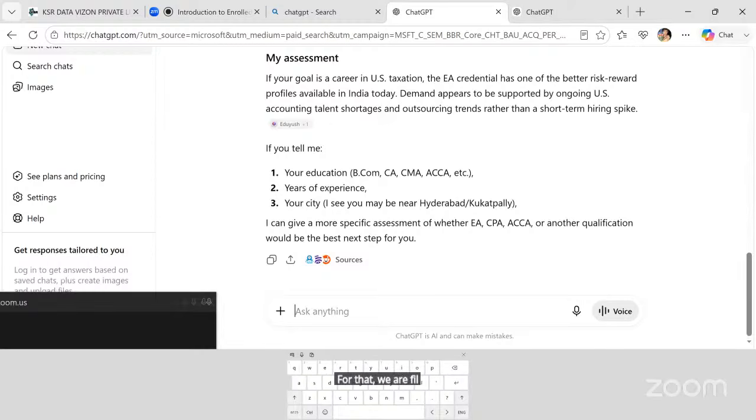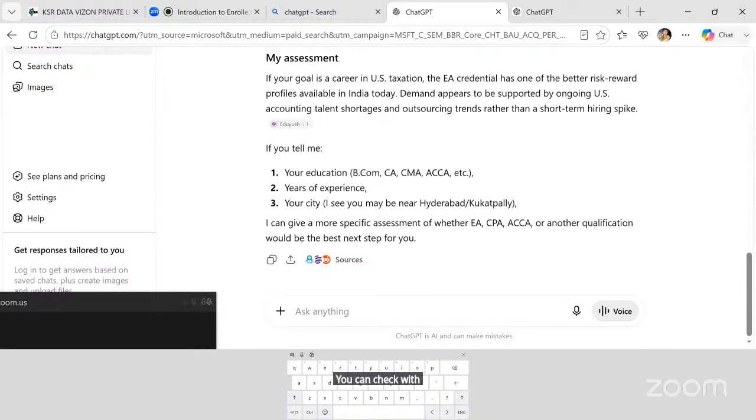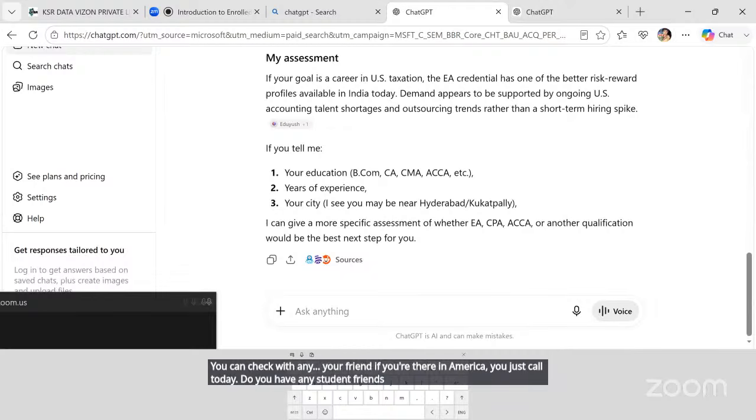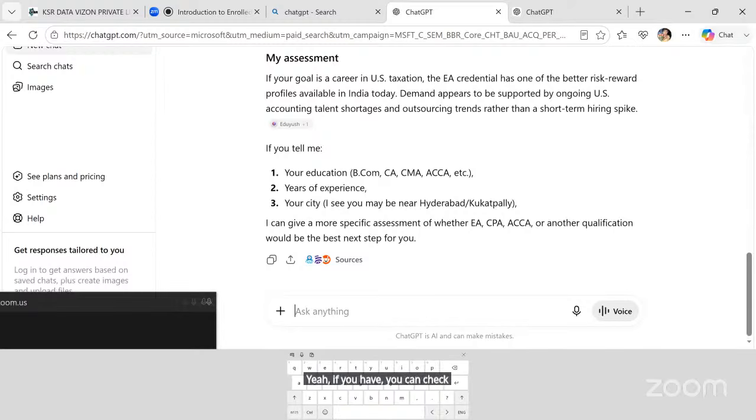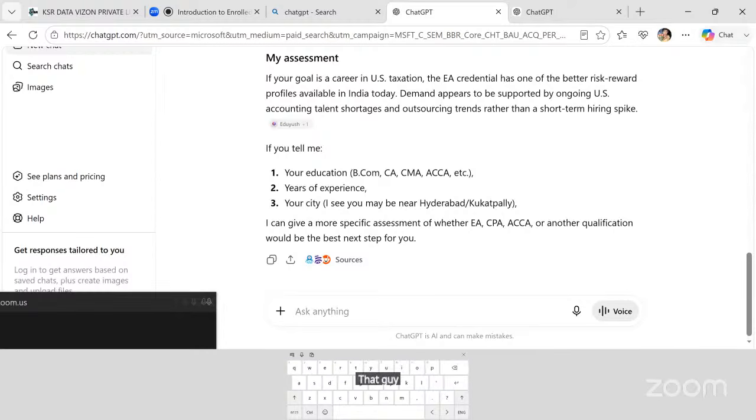If any of your friends is settled in the US, you can just call him today and ask who is filing his taxation. 100% Indians are filing the tax for American people, sir. You can check with any friend if they're in America. Do you have any student friends in America? No. Yeah, if you have, you can call them and ask how they pay tax every year and who is helping them. That person is in India only.